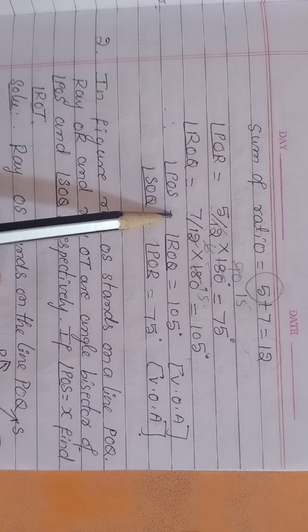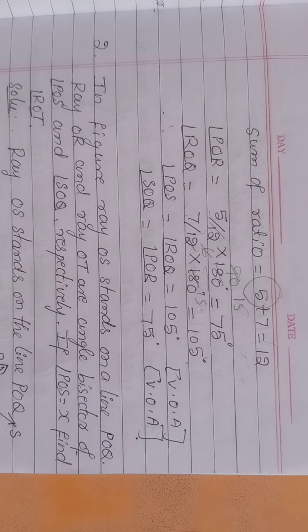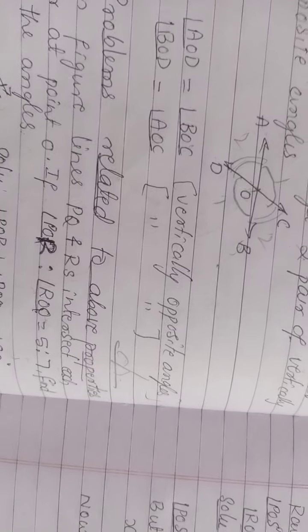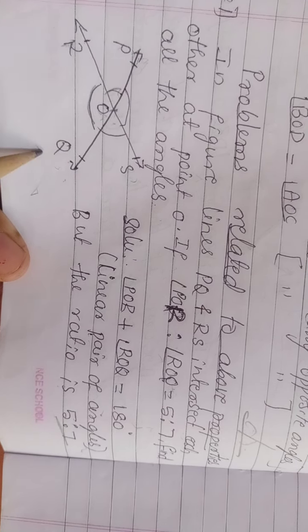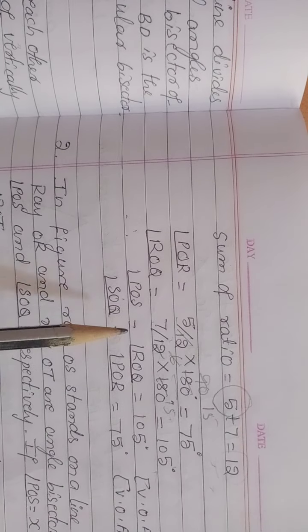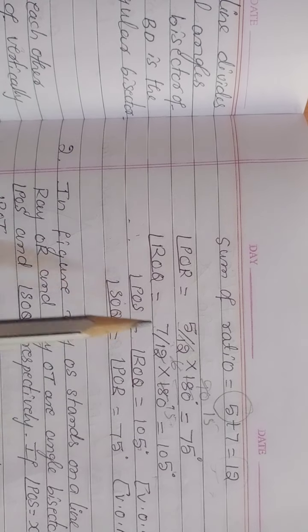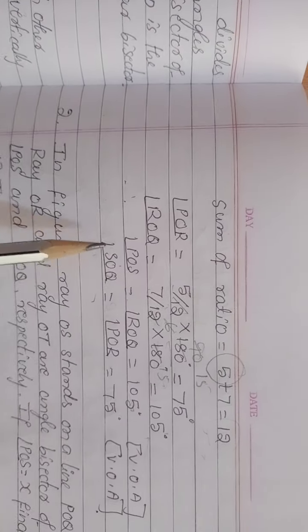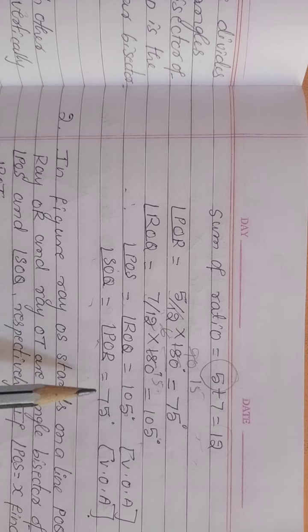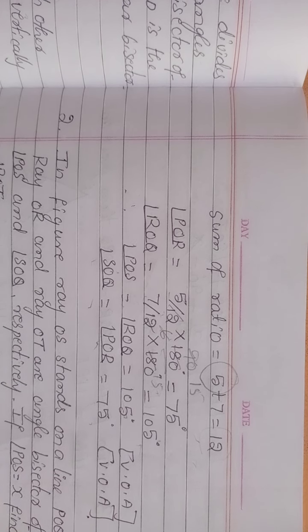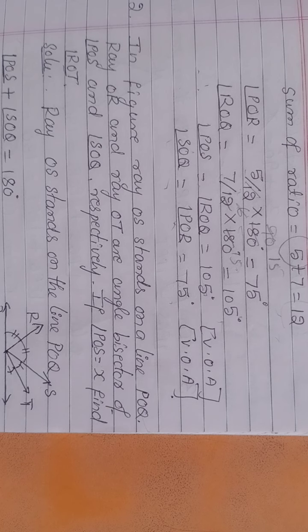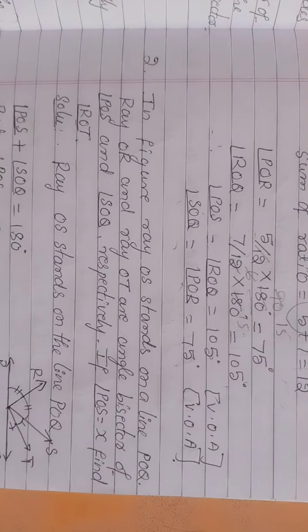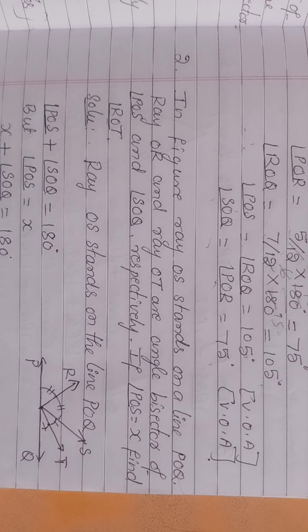So which are vertically opposite, just you check it out. For POS, ROQ is the vertically opposite angle. So that is 105. In the same way, for SOQ, POR is the vertically opposite angle, which is 75. This is the way you can find the angle. Clear? Okay. Let us move to one more problem.